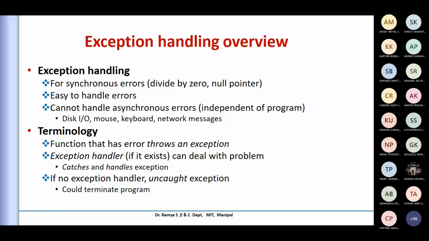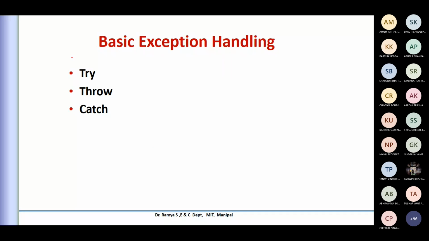So the terminology: a function that has an error throws. We'll come to these terminologies and see more on this. There is a catch. This word has to be remembered. There is a try, there is a catch, and there is a throw. You remember these for exception handling. Try means: if an error happens here, throw this particular exception and catch this particular exception. So these three words are important in exception handling: try, throw, and catch.